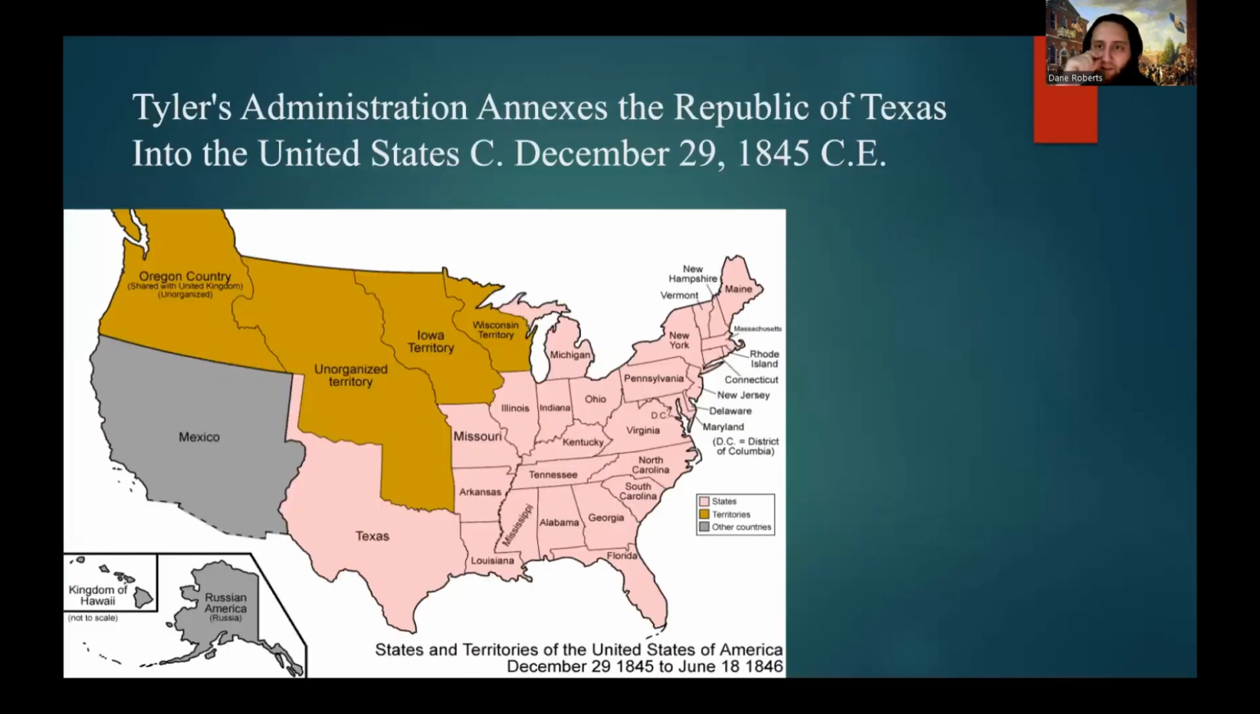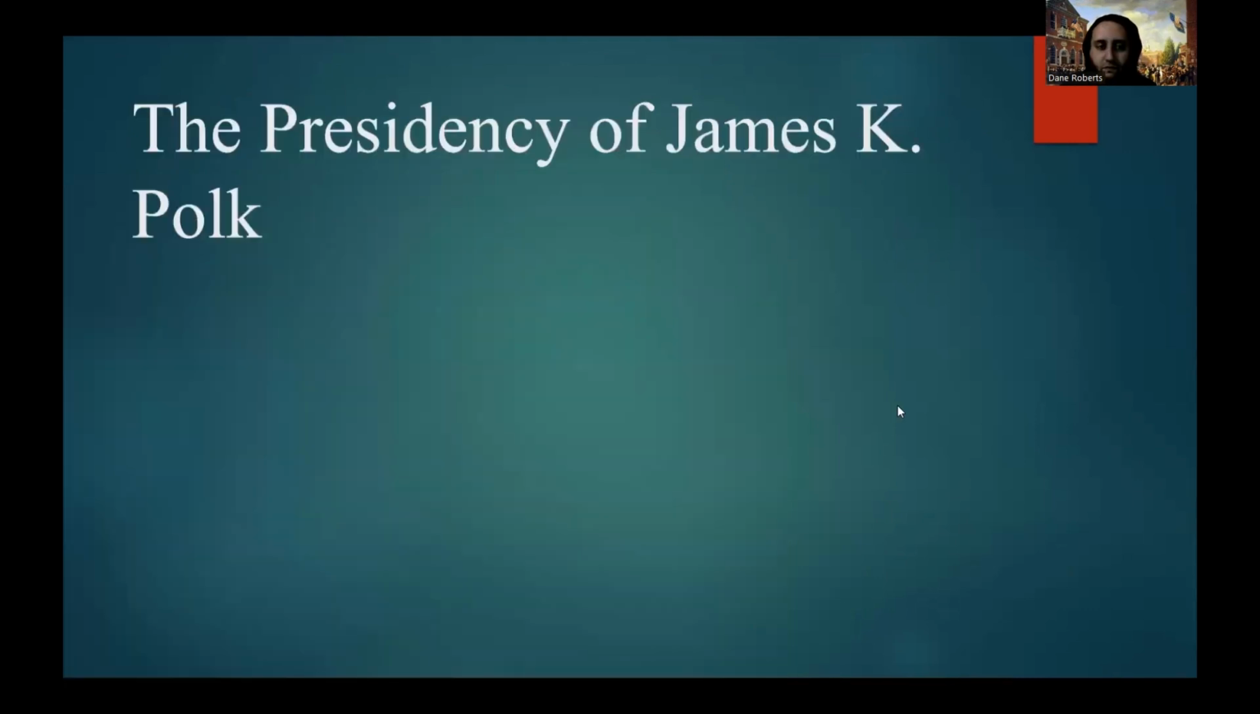The final act of Tyler's administration would be the official annexation of the Republic of Texas into the United States on December 29th, 1845 CE. Which now brings us to our next section, the presidency of James K. Polk.